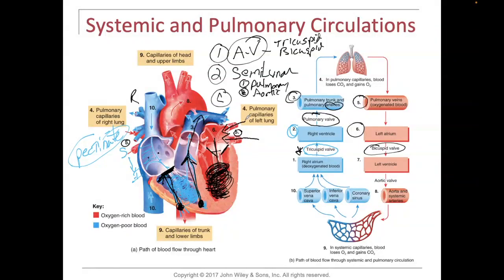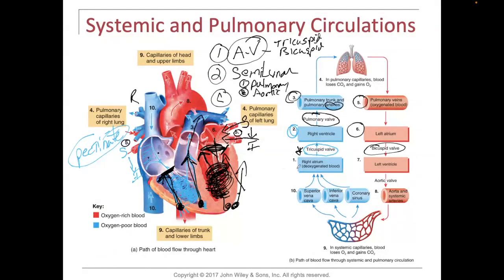Now, remember, the atriums contracted superior to inferior. However, the ventricles contract inferior to superior. So when it goes inferior to superior, it shuts this valve. What is this valve here called? It's going to shut the bicuspid.